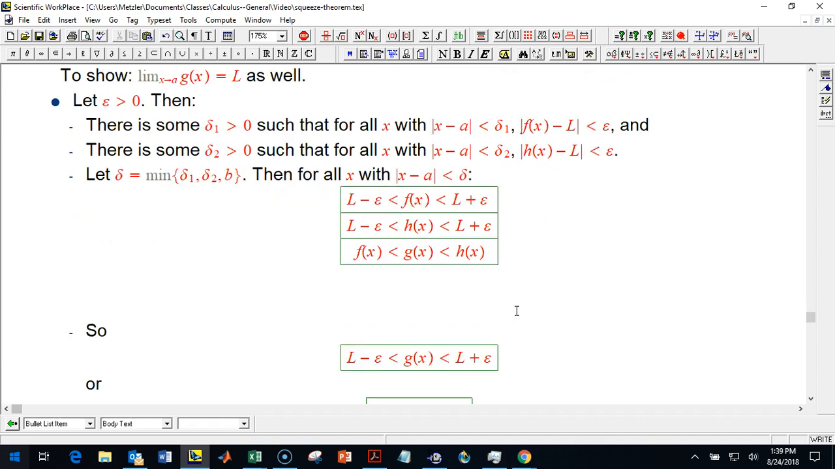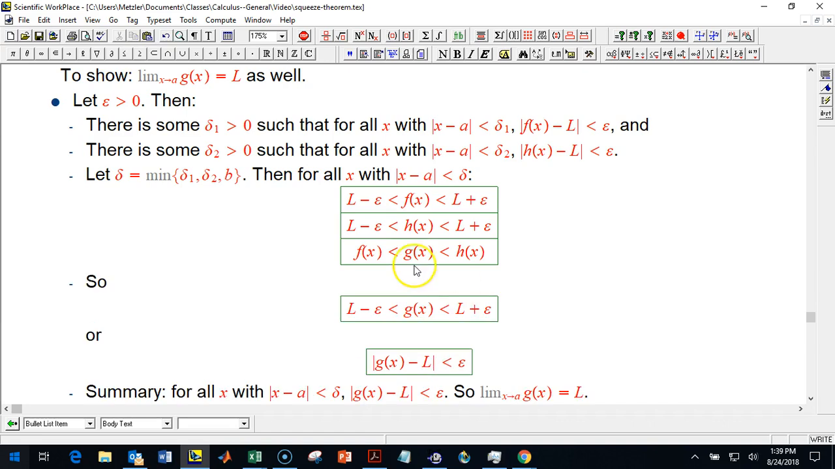Because L minus epsilon is less than f, and f is less than g, well, that means L minus epsilon is less than g. It's the transitive property of inequalities, of less than. And because h of x is less than L plus epsilon, and g is smaller than h, g is also smaller than L plus epsilon. Guess what? That's what we need to show.